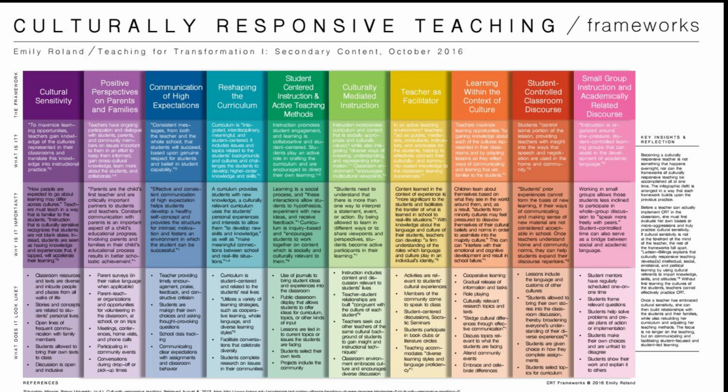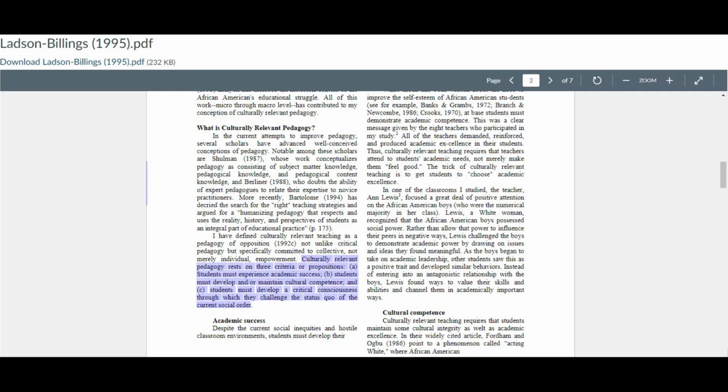So in terms of how these considerations actually translate to classroom practice, I think that culturally relevant pedagogy is the solution. Ladson-Billings describes culturally relevant pedagogy as, quote, resting on 3 criteria or propositions. A, students must experience academic success. B, students must develop and or maintain cultural competence. And C, students must develop a critical consciousness through which they challenge the status quo of the current social order.